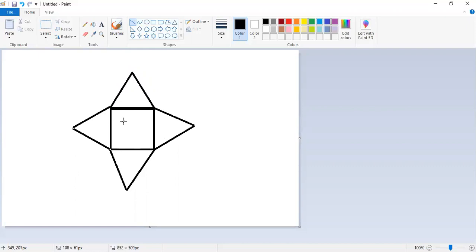You can try when you have free time and you have nothing to do. Just take a paper, draw the net, cut it around, and then fold it along these lines, and check whether you're getting a square pyramid when you join all the 4 triangles together. So this is going to be the net for the square pyramid. Okay, let's move to question number 4.